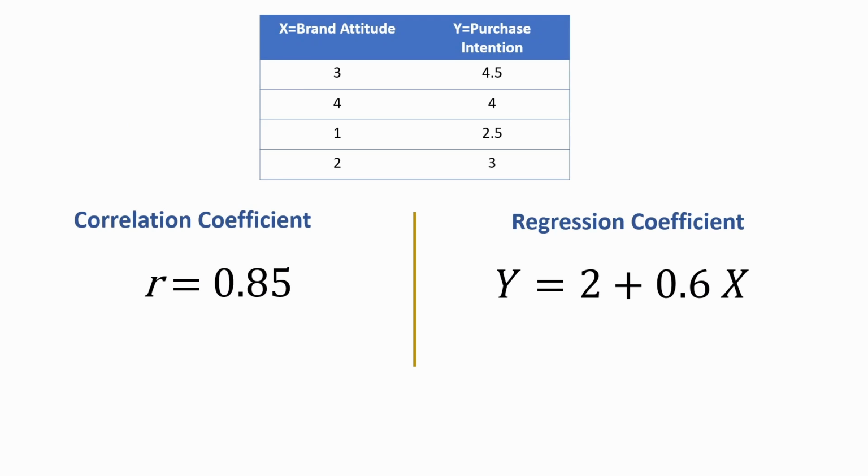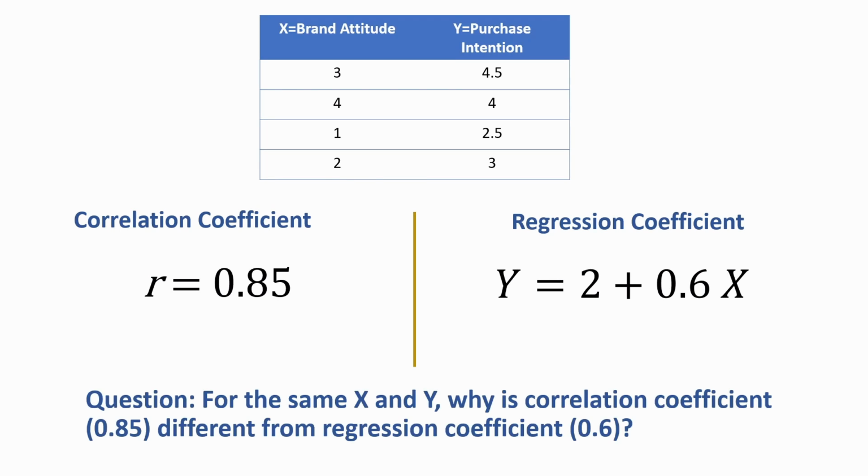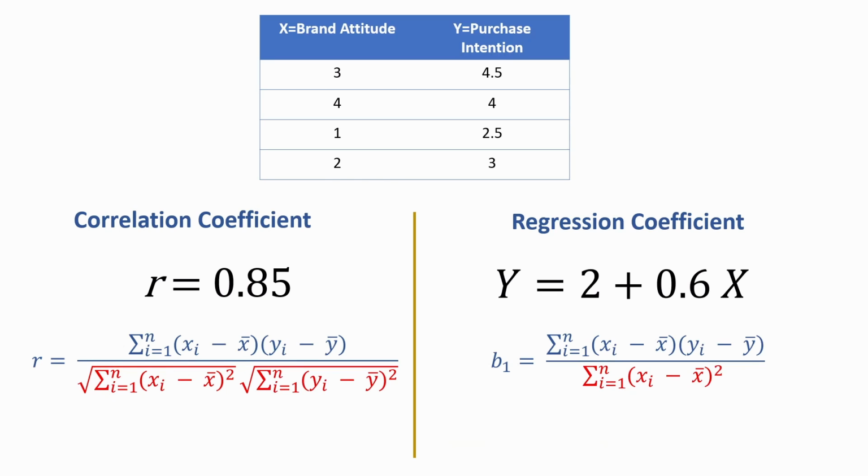You might question why the correlation coefficient is different from the regression coefficient, even though the x and y are exactly the same. Of course, there are different perspectives to answer this question. One way to look at that is to look at the formulas. On the left-hand side is the correlation coefficient formula, on the right-hand side is the regression coefficient formula.